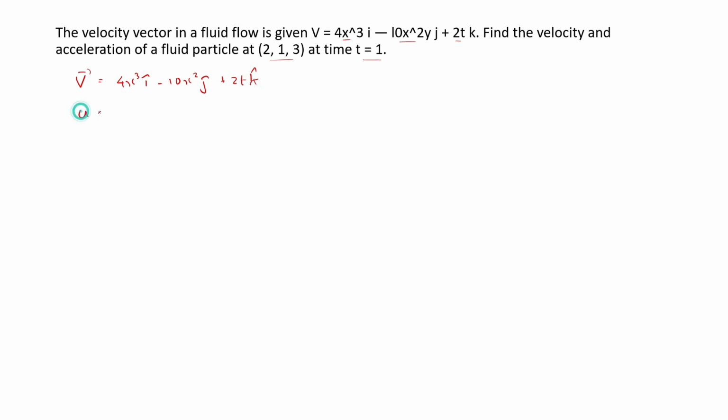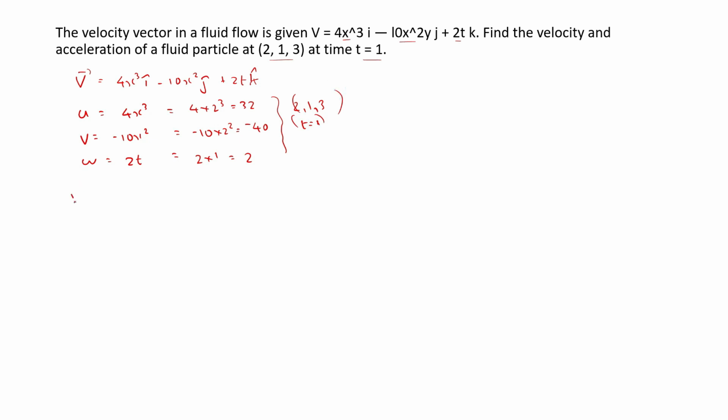So u is given as 4x cube, v is equal to minus 10x square, and w is equal to 2t. So at point (2, 1, 3) this will become 4 into 2 cube, that is equal to 32, and this will become minus 10 into 2 square, which is equal to minus 40, and w is equal to 2t, that is 2 into 1, which is equal to 2. So this is for the point (2, 1, 3) and t equal to 1.